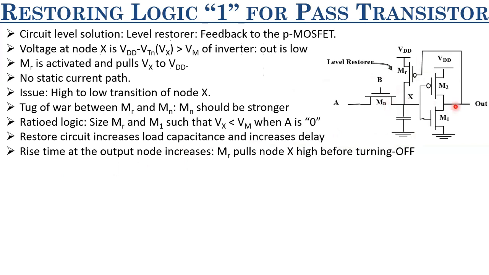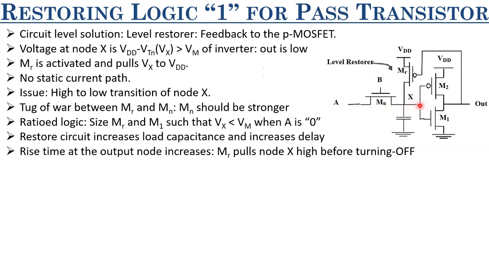Because when would the output rise? When X is falling. So what is impeding the falling, or the transition, of node X from 1 to 0? It is basically this level restorer. As long as this level restorer is turned on, it will oppose the dropping of this voltage at Vx towards ground, right? So it will try to pull it up to VDD, and as such, it will oppose the transitioning of Vx from high to low.